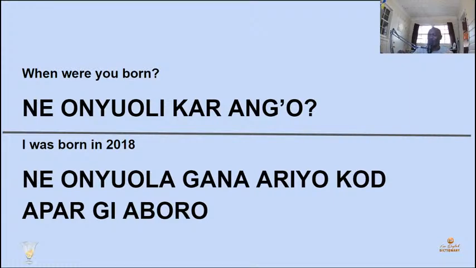If you're born today, for this they've just indicated the year, but not the date. But if you're born today, you'd say ne onyuola tarik piero ariyo gi adek, that is 23rd, dwe mar achiel, the first month, gana ariyo gi piero ariyo gi achiel. So 2021. I was born on 23rd of January 2021 would be ne onyuola tarik piero ariyo gi adek, so that is 23, dwe mar achiel, the first month, gana ariyo gi piero apar gachiel. Piero ariyo gachiel, sorry.